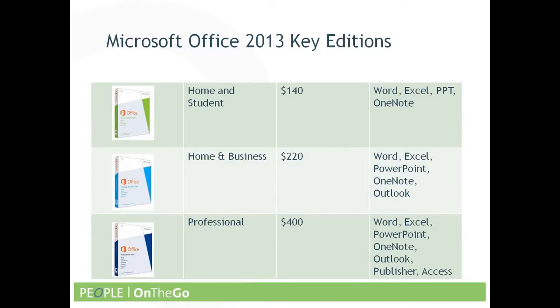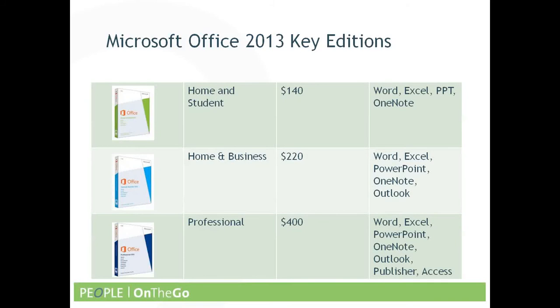Moving on to a little more functionality, we have the Home and Business edition, which is, again, priced at $220. This includes Word, Excel, PowerPoint, OneNote, Outlook. So a little bit more robust functionality here. You have your Outlook for calendaring and email, in addition to the basic features that are included in the earlier version.